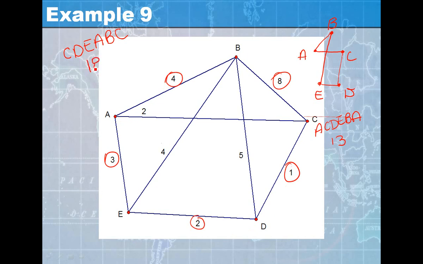So notice, if we start at 2 different vertices, nearest neighbor sometimes will give us 2 different answers. So you need to be careful with nearest neighbor to start with the vertex that they ask you to start with. Otherwise, if you start at a different vertex, you may create a different circuit than the one that you should be creating.